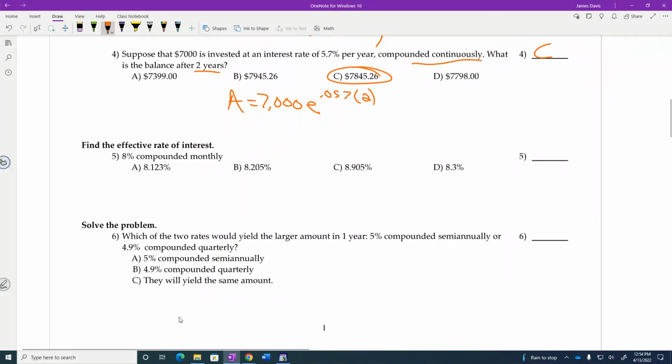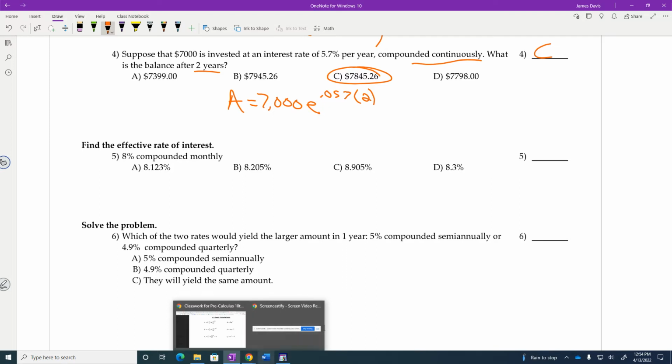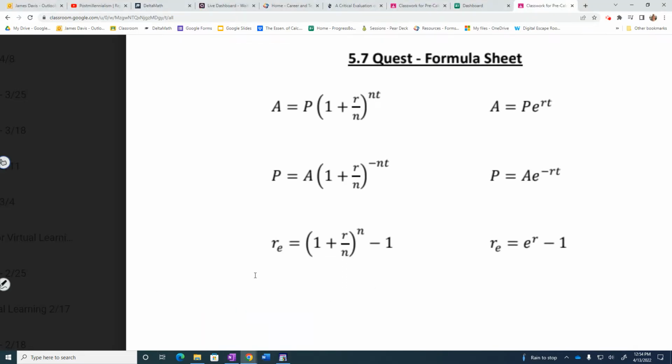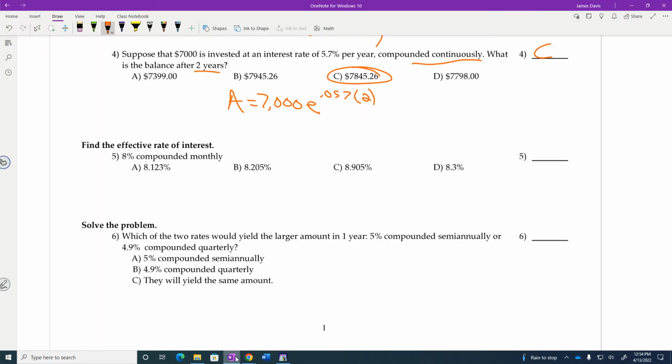Okay, the next one, we did a few problems on this, the effective rate of interest. So the formula for this one, you definitely probably don't have memorized. But this R sub E means the effective rate. So all we have to do is plug it into these formulas and then compare the rates. Let's do that. We're going to be using this one. Effective rate means the annual rate, just the equivalent annual rate.